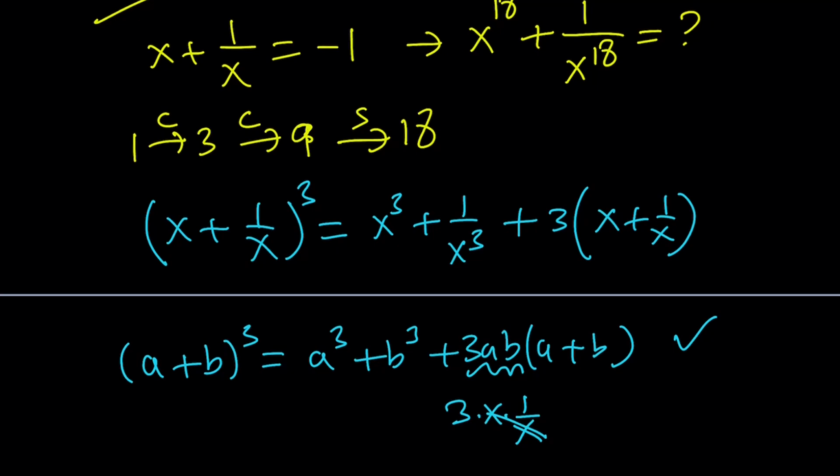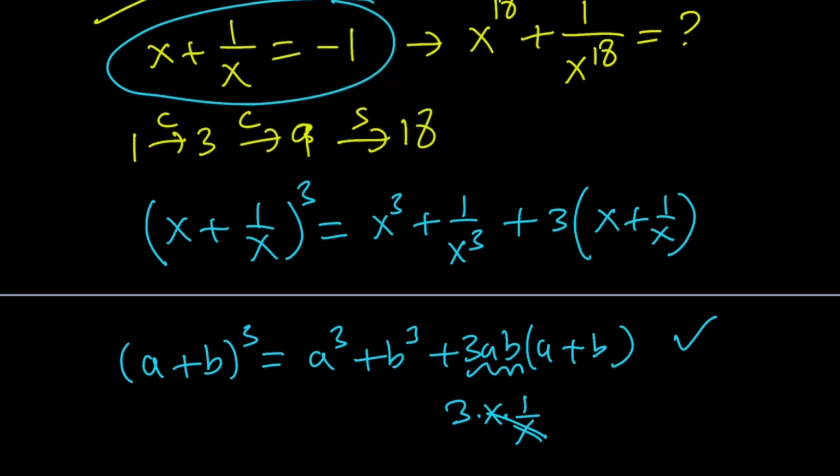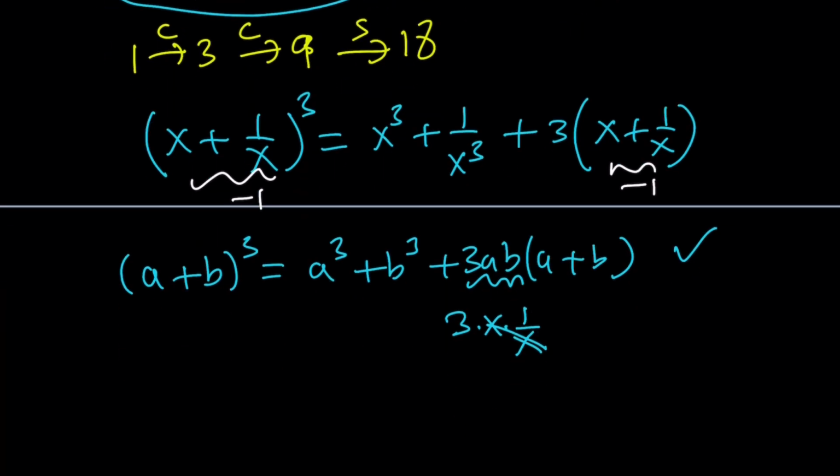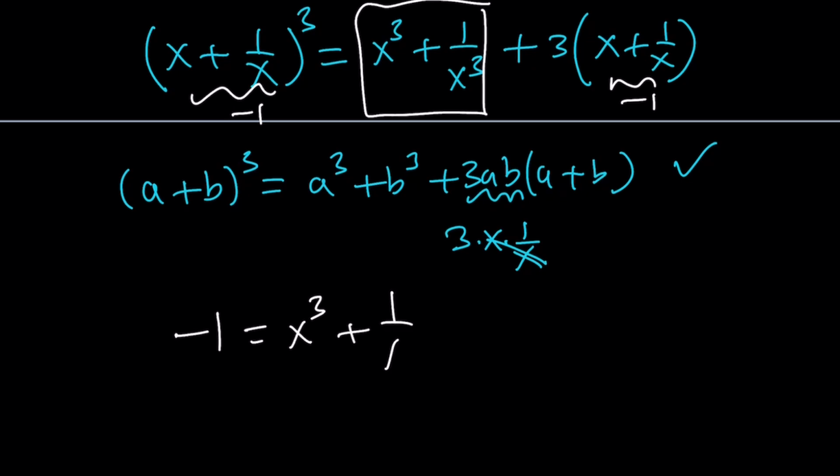Now this is nice because we do know x plus 1 over x is -1, so we can go ahead and plug it in. So this is -1 and this is -1. So from here, x plus 1 over x cubed, which is -1 cubed, which is -1, equals x cubed plus 1 over x cubed plus 3 times -1, which is -3. If you add 3 to both sides, you get x cubed plus 1 over x cubed equals 2.